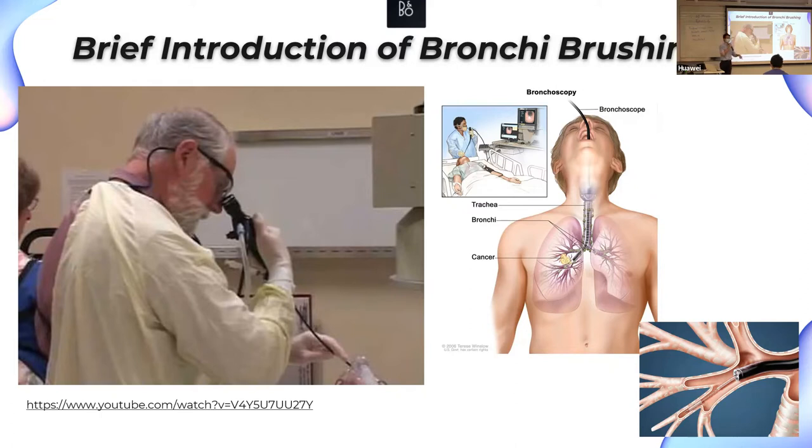So has anybody already downloaded dataset one? Somebody, yes. I see some hands here, yes, great. So if you download the dataset one, you will find there are a lot of images with the cells, with the label, and also the coordinates as well. So here is your starting point to train your AI model.